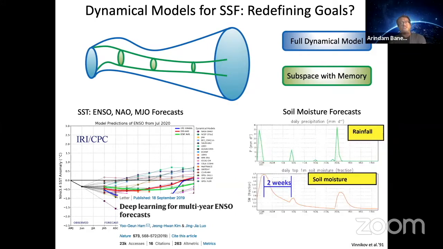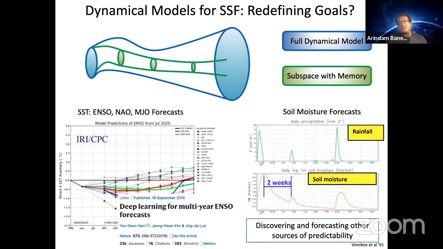And then just to model the soil moisture itself, we may have to look at hydrology models, watershed models. I think we may hear about those as well in this workshop. But broadly, we are trying to discover and forecast other sources of predictability. And then the effort in dynamical modeling would go towards improving those rather than these millions of variables that we are interested in.